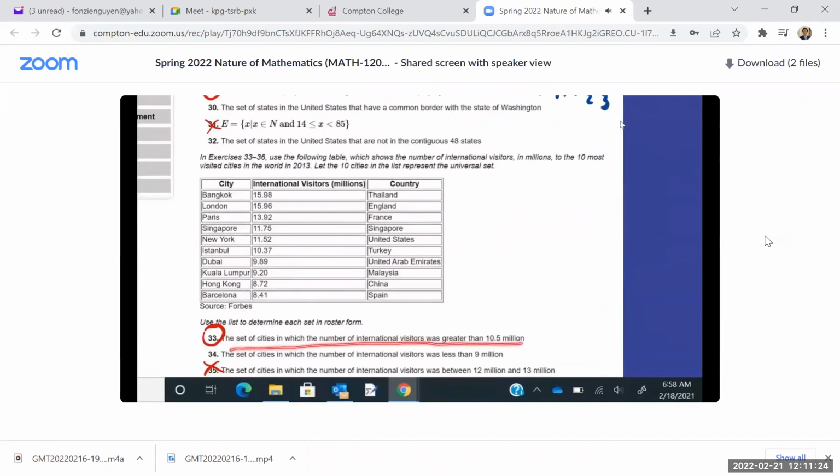And then the next one would be the set of cities in which the number of international visitors was greater than 10.5 million. Oh man, that one's gonna be, I don't know, that takes too much research. We'd have to look that up to see which cities have international visitors greater than 10.5 million. That sounds like too much anyways. It's probably gonna be empty, right? So let's just skip that one. Some of these problems are a little too out there. So if it's a little too out there, you can just skip it and do a different one.